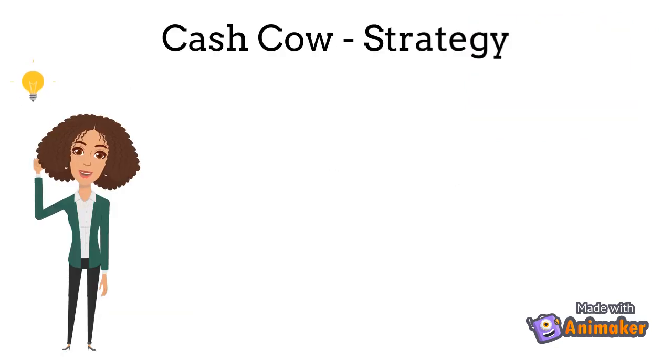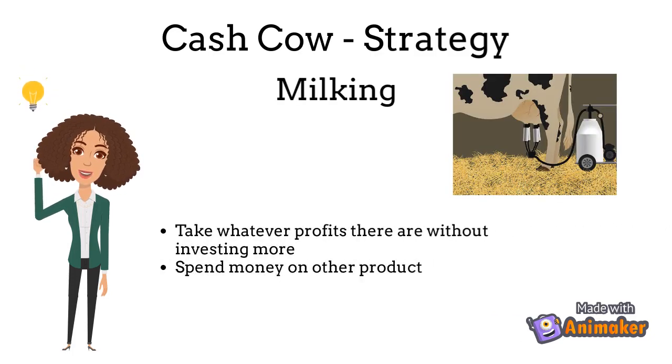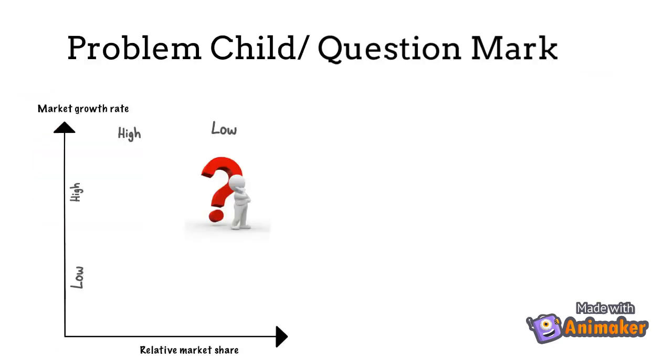There is always a strategy for all these products. The strategy for the cash cows is called milking, as we are trying to milk the cow and take whatever profits there are without investing more. You do this as long as it is possible, as you can spend this money on other products, like for example problem childs. Problem childs, also known as the question marks, are already the second component of the Boston matrix.